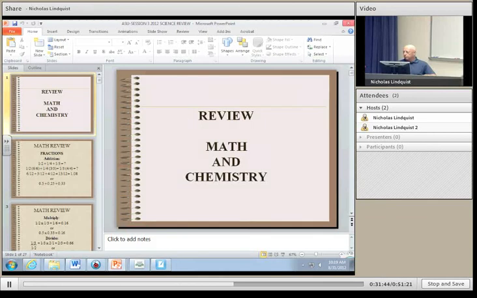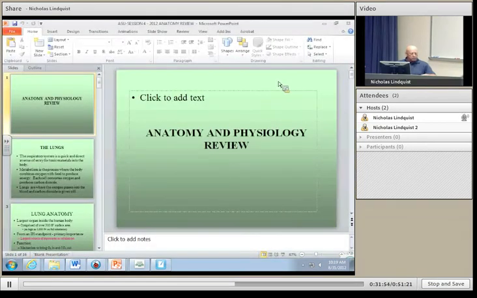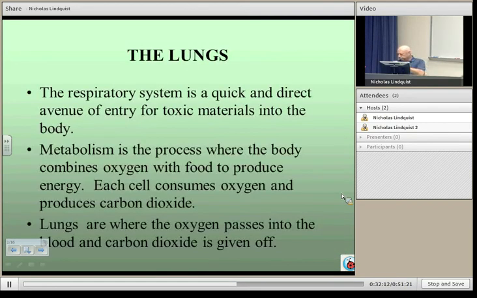When we talk about metabolism, what we're referring to is the process where the body combines oxygen with food to produce energy. Each cell consumes oxygen, and when it does, it produces a byproduct in the form of carbon dioxide. So the lungs are the passageway for oxygen to get into our blood system, and also the passageway for those byproducts, such as carbon dioxide, to be eliminated from the body.